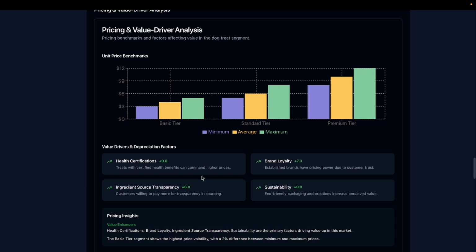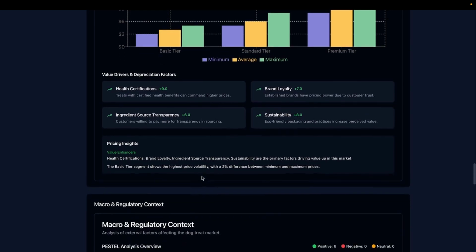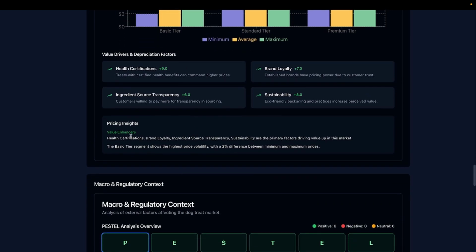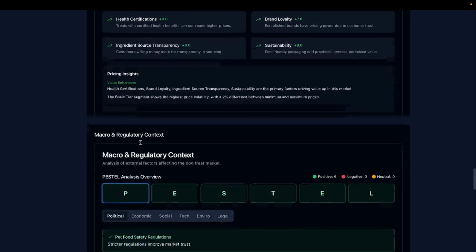So because we saw earlier about a focus on the ingredients and stuff. Similarly, the ingredient source transparency and sustainability would be linked to that. Brand loyalty is probably something to link with like Ben and Jerry's, because yeah, you kind of get that. Pricing insights is another sort. Each one of these are API, by the way. There's a lot of stuff connected. Health certification, brand loyalty, all of this stuff is a factor. Just like this is interesting.